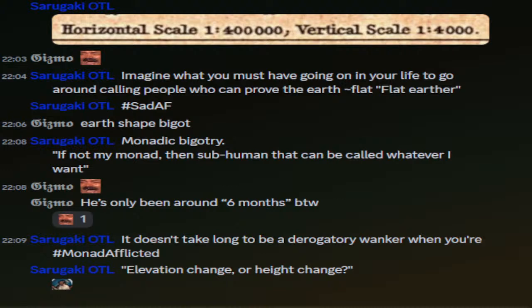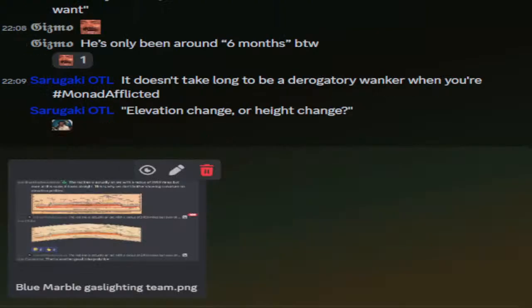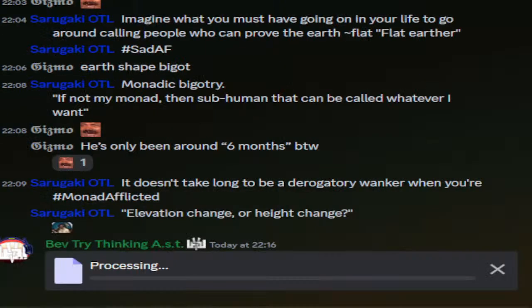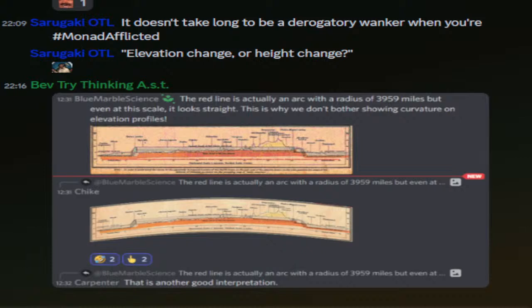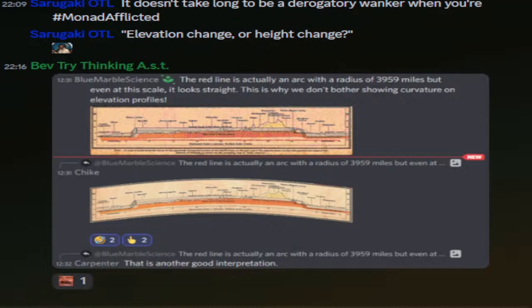Well, he's done a bit of research into the surveying. Here's one of the things that they did. See that in the chat there? That was Chaiki. There's two elevation profiles there in the chat if you want to have a look at them at some point. That's Blue Marble Science and Chaiki did that.